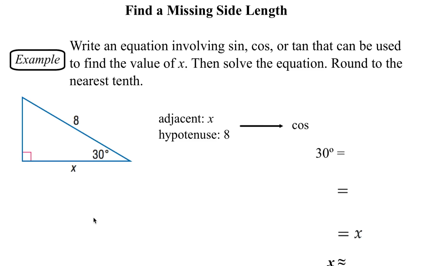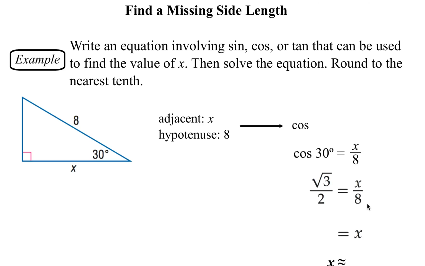The next thing we need to do is actually write an equation. So what we would say is the cosine of 30 degrees is equal to the adjacent divided by the hypotenuse. So here is the equation right here: cosine of 30 equals x divided by 8. Well, from your table that you will be memorizing, what is the cosine of 30 degrees? The cosine of 30 degrees is the square root of 3 over 2. And then we have x over 8 on the right.